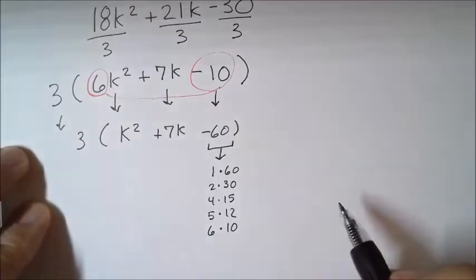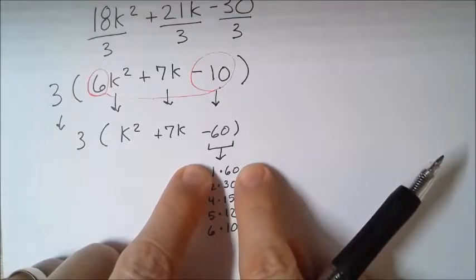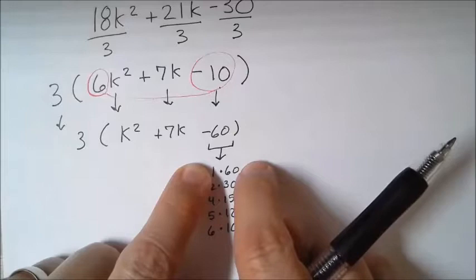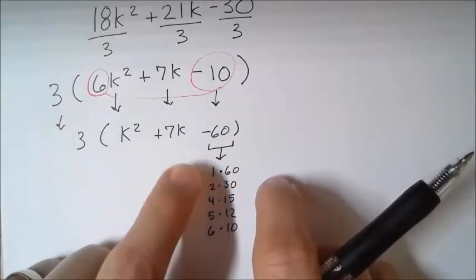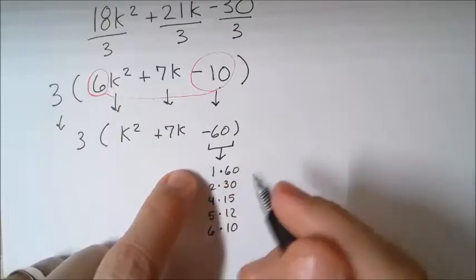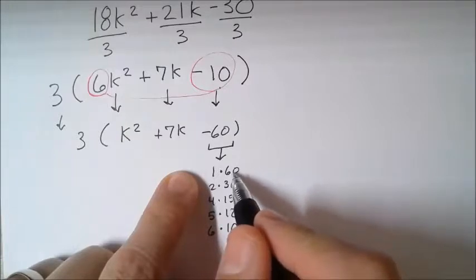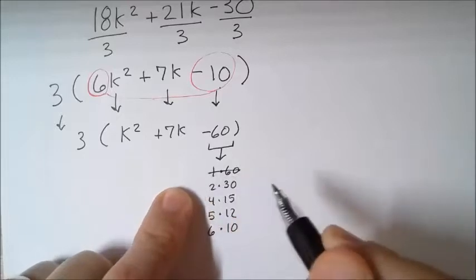Now what I want you to think about is we need two numbers that can be multiplied together to give me negative 60, and that can be combined together to give me a positive 7. So if we look at the first one, 1 and 60, well, if I combined 1 and 60, if one was a negative and one was a positive, I'd end up with 59. And if they were both positive, I can end up with 61. So that's not a possibility.